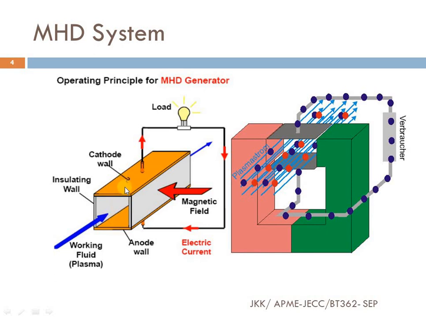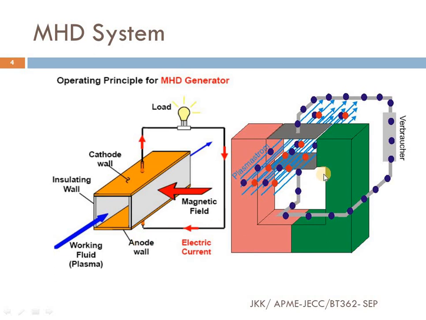Here you can see an orange patch: one is the anode wall and another is the cathode wall. So the electricity can be taken out like this. The working fluid is moving in one direction. Perpendicular to that, we are applying a magnetic field, and perpendicular to both these directions, we can extract electricity. This is the working principle of MHD.